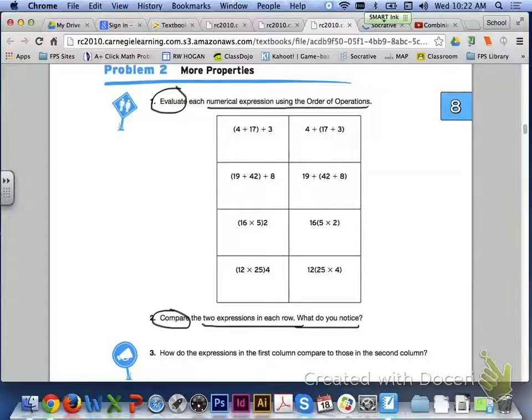Let's turn to problem number 2 on page 543 and look at another property. Number 1 says to evaluate each numerical expression using the order of operations. So go ahead and evaluate each of those numerical expressions in the table that you see below. Answer number 2 and number 3 as well. Compare the two expressions in each row. Tell me what you notice. And for number 3, how do the expressions in the first column compare to those that are in the second column?